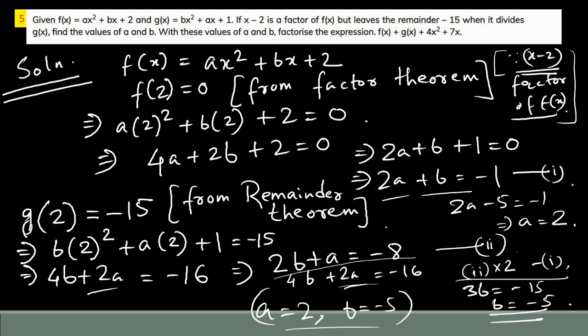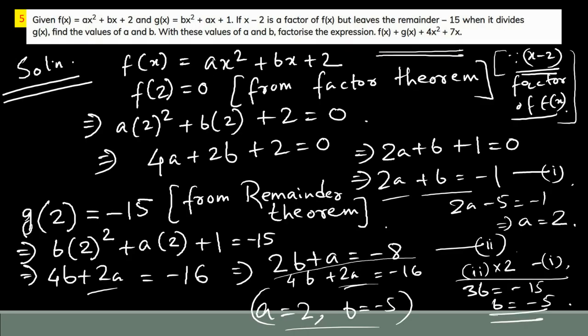Right? So now we have to factorize this entire expression: f(x) plus g(x) plus 4x square plus 7x. So let's do this thing. Basically it's saying we have to factorize f(x) plus g(x) plus 4x square plus 7x.